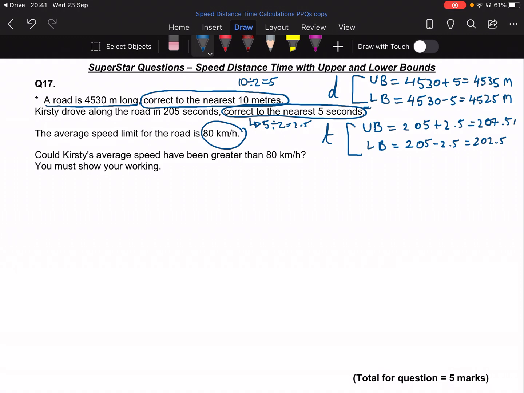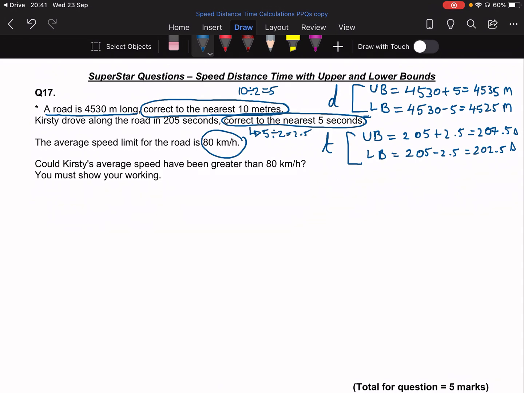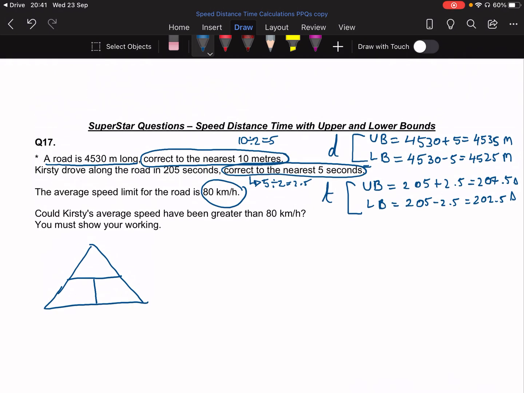So we worked out the upper and the lower bounds for both our values. But we have to remember I've got meters and seconds, which is a bit irritating because I want kilometers and hours. So what I'm going to do now is decide which of the upper and the lower bounds I need, and then I'm only going to convert those into kilometers and hours, so I don't waste a lot of time otherwise. It says the average speed limit for the road is 80 kilometers per hour. Could Kirsty's average speed have been greater than 80 kilometers per hour? So I'm trying to work out what is the highest that Kirsty's speed could have been using these upper and lower bounds.